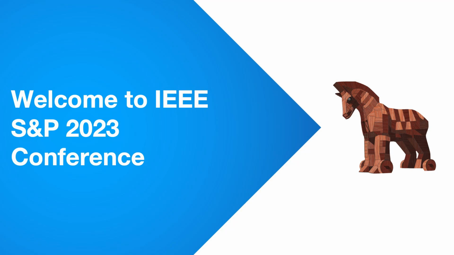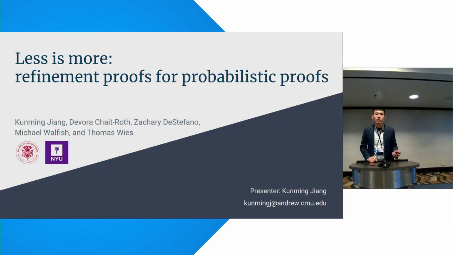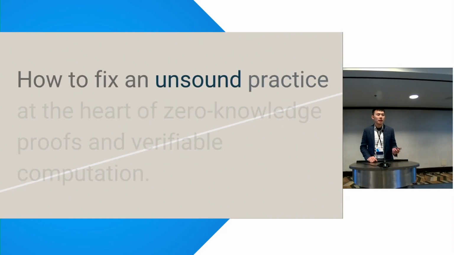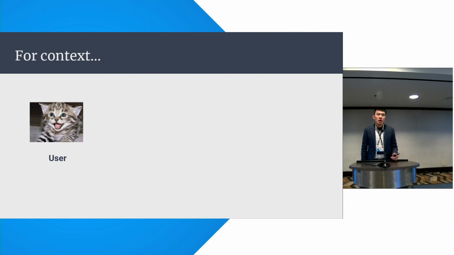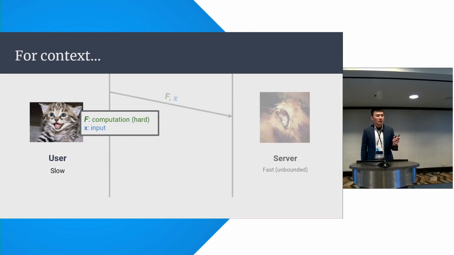Hi everyone. Today I'm going to talk about how to fix an unsound practice at the start of zero-knowledge proofs and verifiable computation. For context, you're a user with a slow machine. You have some input X and a computation F that is too hard for you to solve by yourself. So how are you going to compute it? You outsource it to a fast remote server.